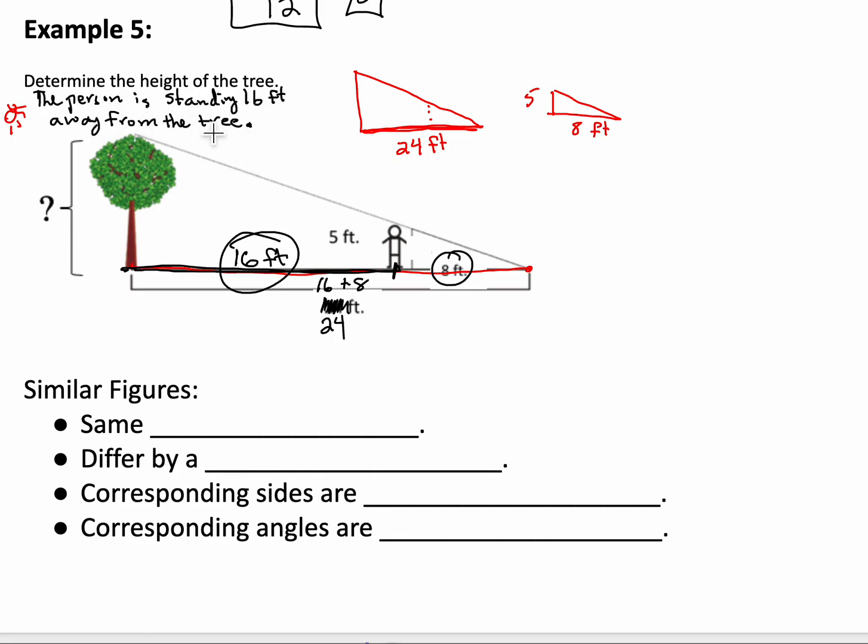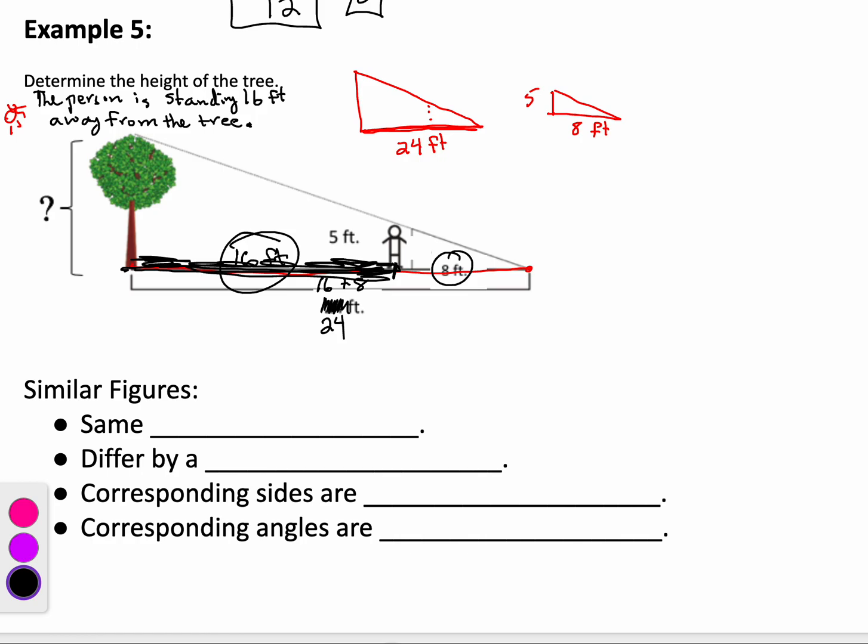The person is away from the tree. That's that distance from the person to the tree. Only this section right here is that 16 feet. So they're like giving us a little bit of information, but not all of it together. So we need that 24 feet.